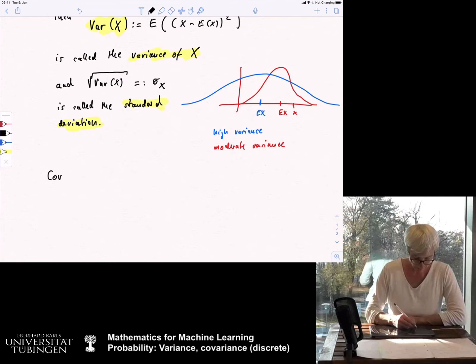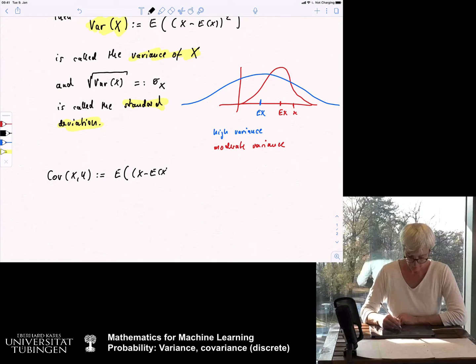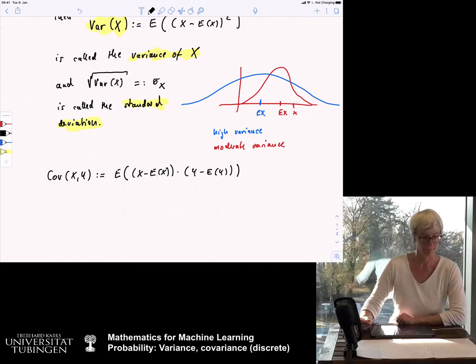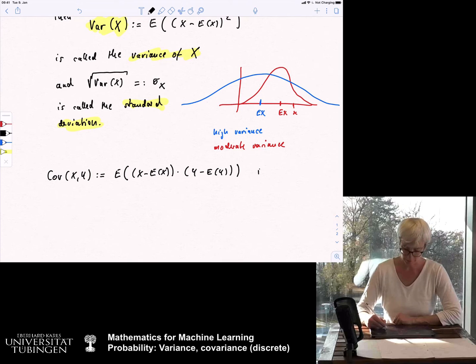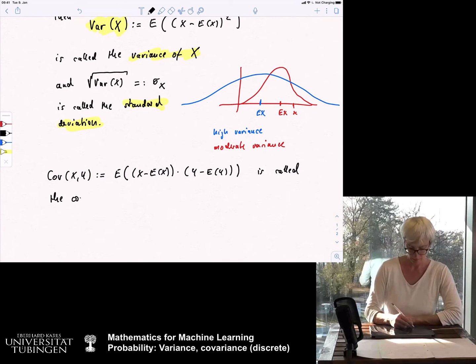The covariance of x and y is defined as the expected value of x minus E of x times y minus E of y. Let me count the parentheses, I think one more. So this is called the covariance of x and y.